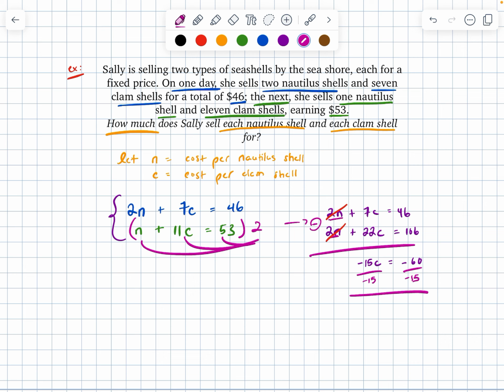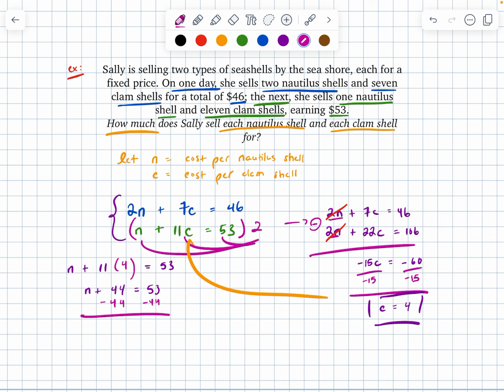To get c by itself, all I need to do is divide both sides by negative 15. 15 goes into 60 4 times, and a negative divided by a negative is positive, so 4 will be the value of c. But I'm not done. I still need to solve for n. So I'm going to substitute into one of my two equations. I'm going to choose the bottom one because n already has a coefficient of 1. Doing my substitution, I have n plus 11c, but we've just established that c is 4. All of that is equal to 53. So I have n plus 11 times 4, which is 44, equals 53.